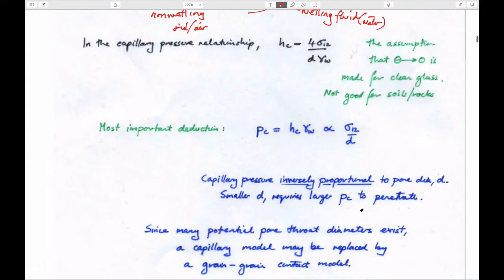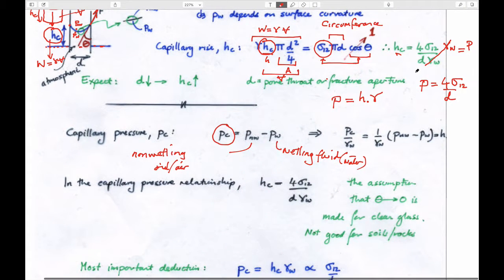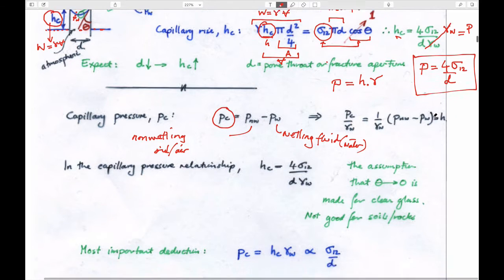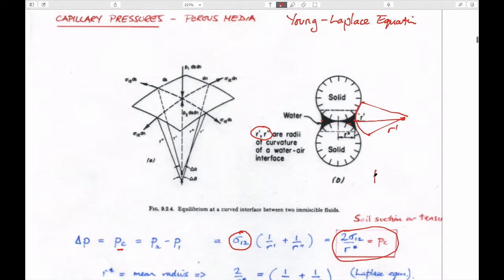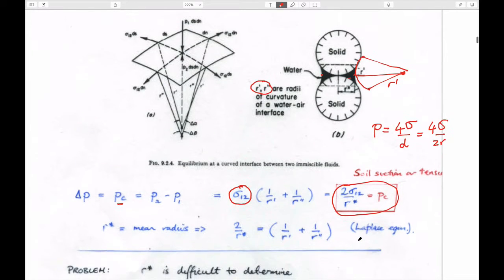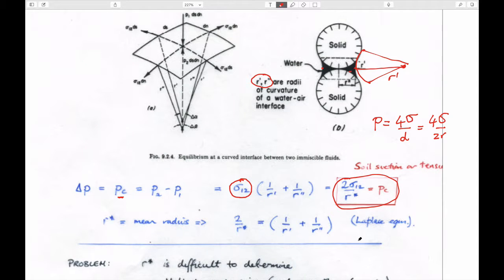We had an expression before that was similar to this, and I will write it down at the bottom. P was equal to 4 times interfacial tension over diameter, and of course diameter is 2 times radius. And so these are the same expression, representing slightly different things.